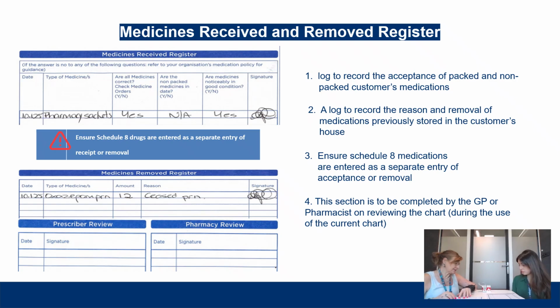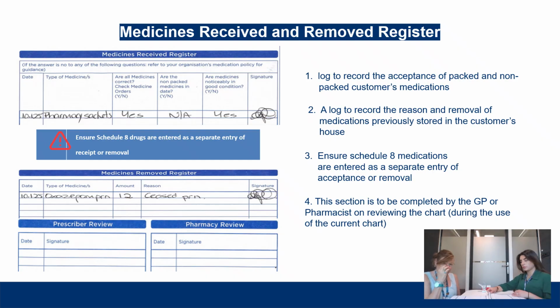Then the other things are expired medications or removing medications from the customer's box of medications that may have been ceased or expired. Then we need to keep a record of them also so that we know what we're sending back to pharmacy. And especially for any of these, if it's an S8 medication, then it needs to have a separate line on its own.